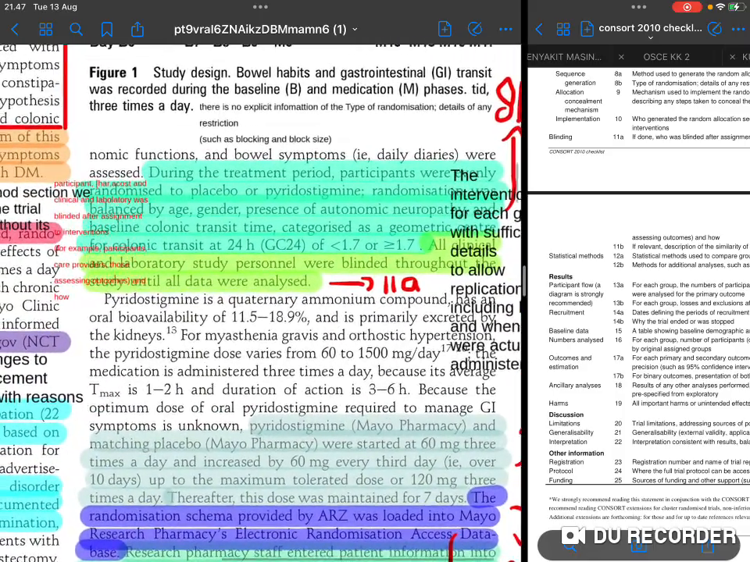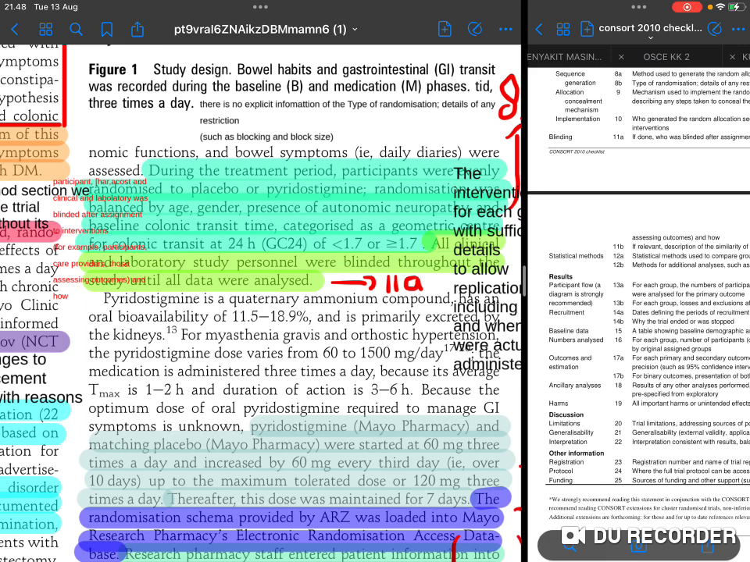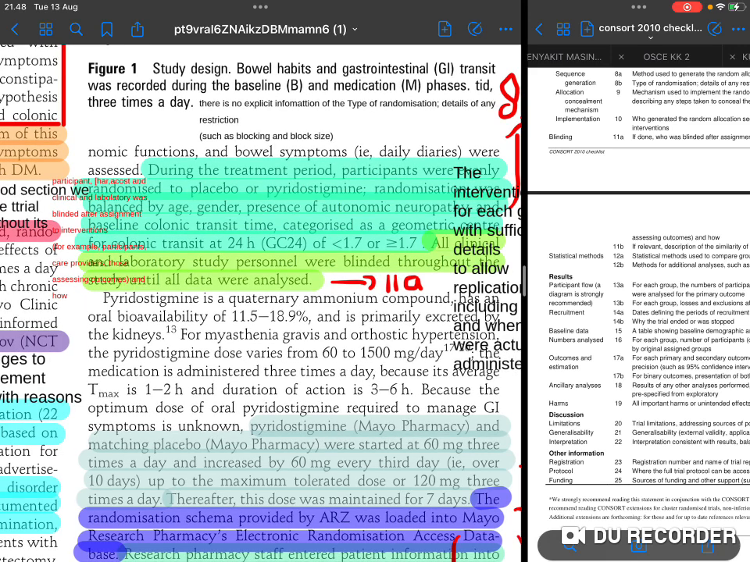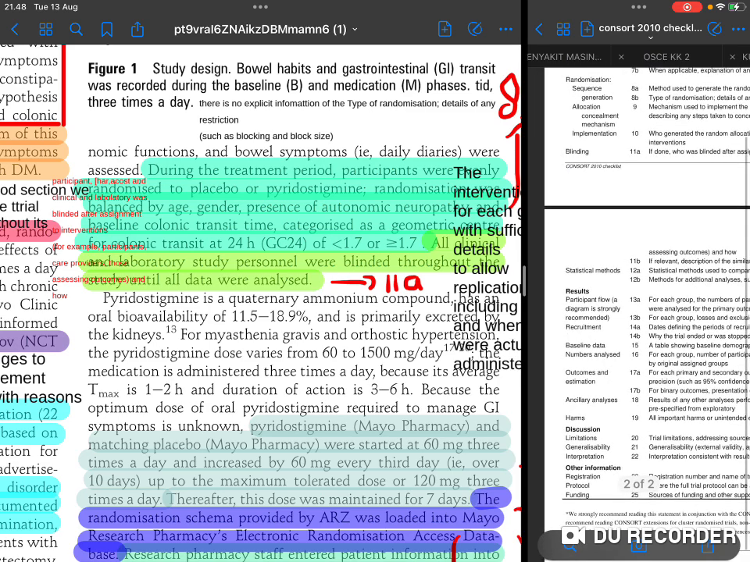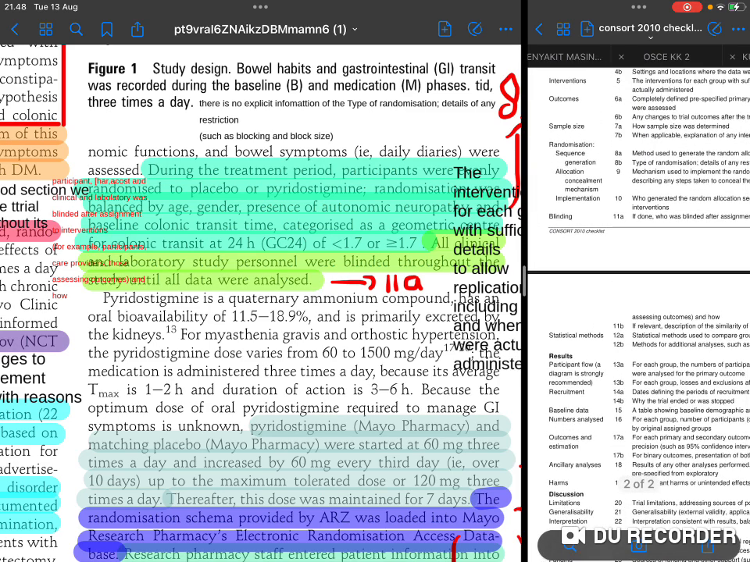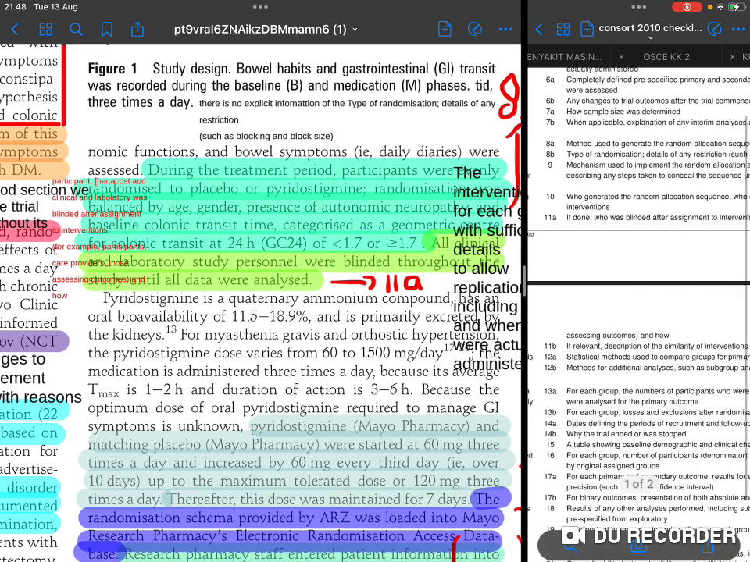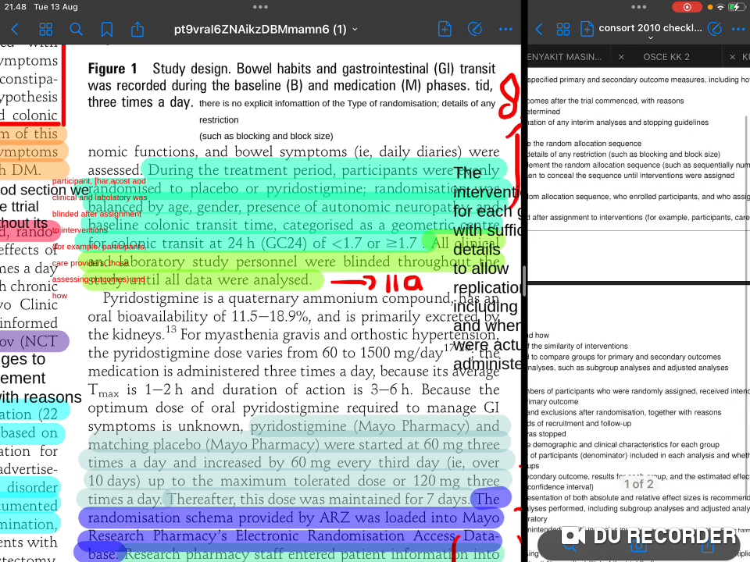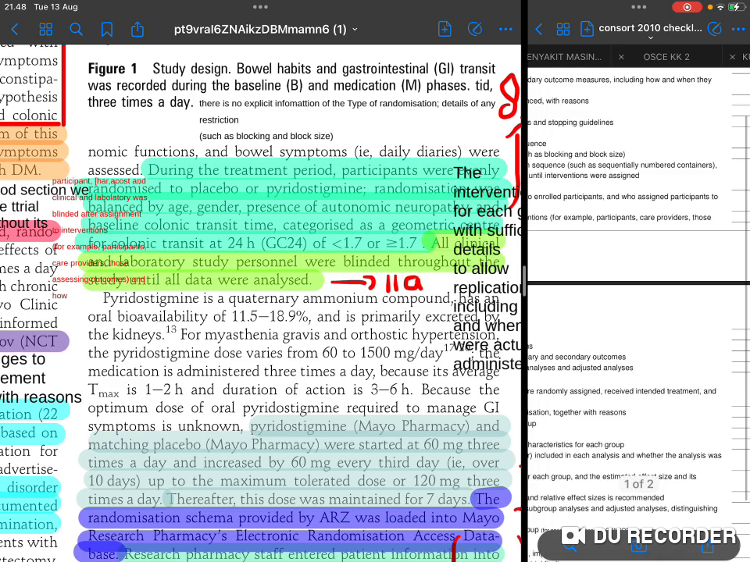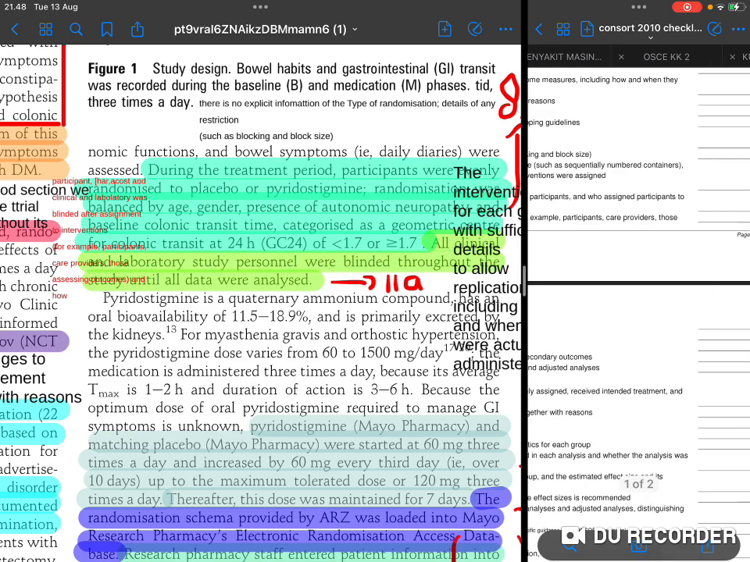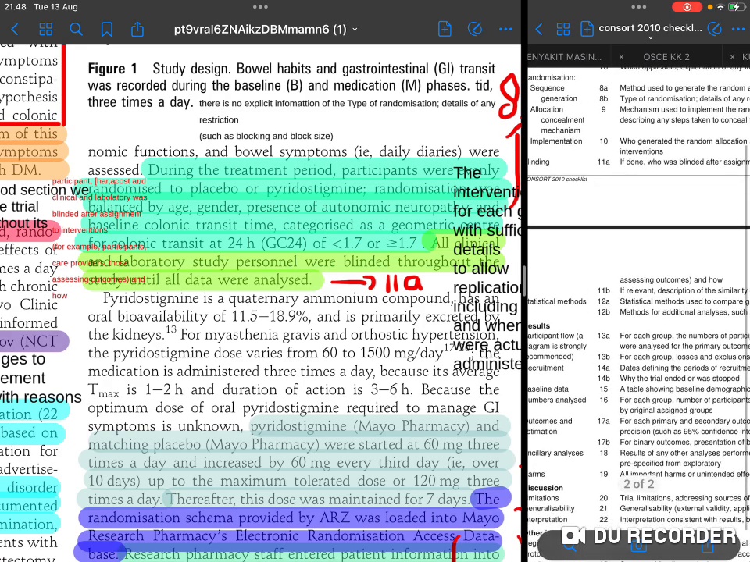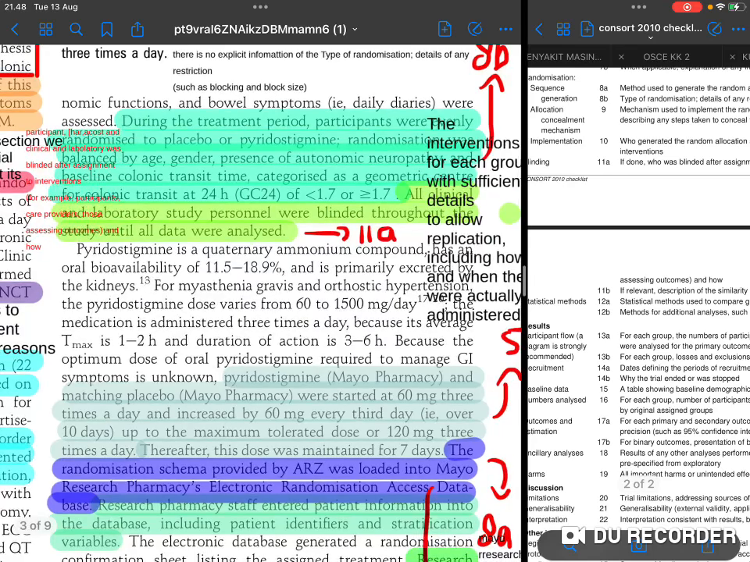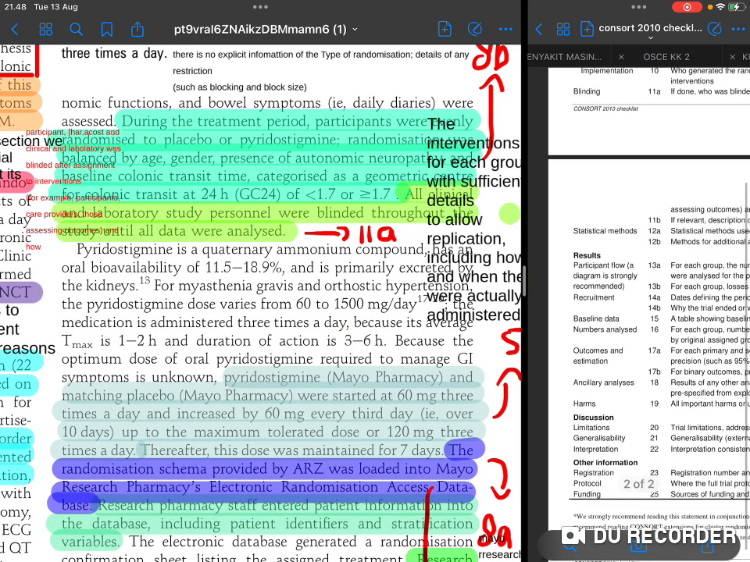And in the 11A, it was stated that all clinical and laboratory study personnel were blinded. So in the checklist as well, blinding, number 11A, who was blinded after the assignment to intervention, for example, like the participants or the care providers. It was stated over here that the study personnel were blinded.